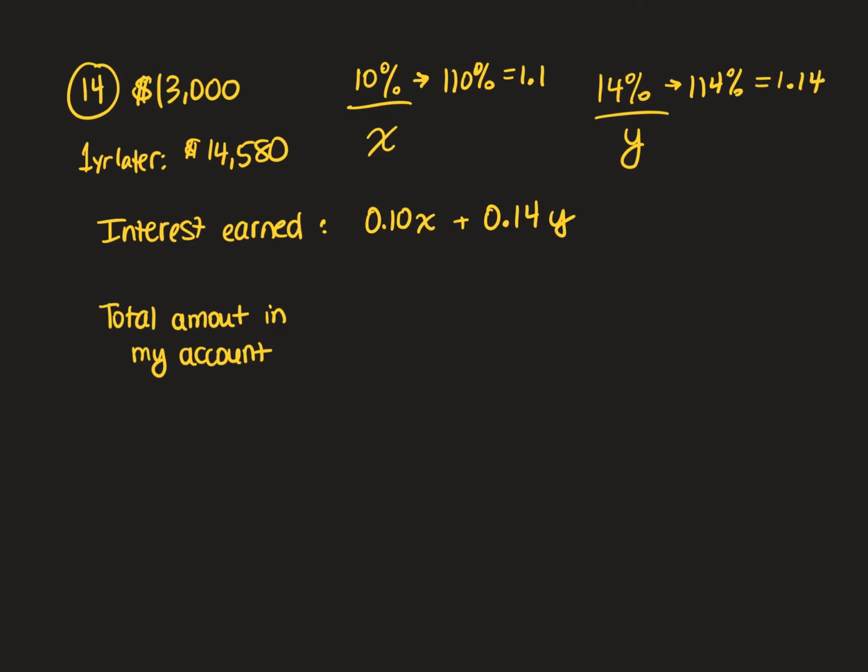So then I would be able to write an equation that's 1.10x plus 1.14y. And that would be my 14,580, whereas this is just going to be how much I've earned over a year. So it would be 1,580. And then you can start talking about how to rewrite it using your investment amount. So 13,000. And I think we did a problem like that in class together. So hopefully you can finish it from there. And that explains where that 1.10 and 1.14 came from.